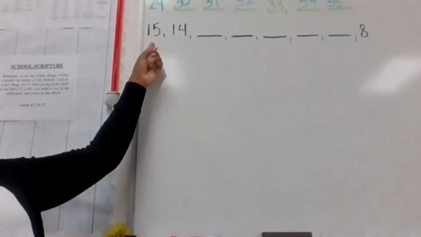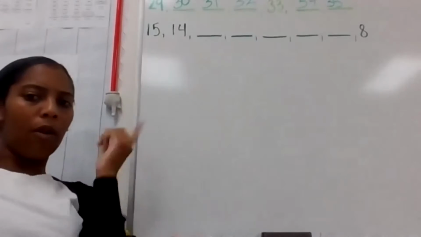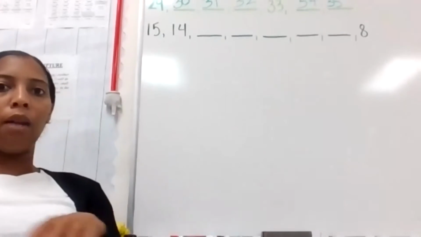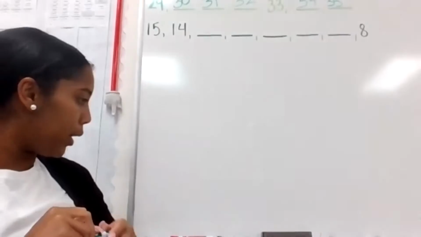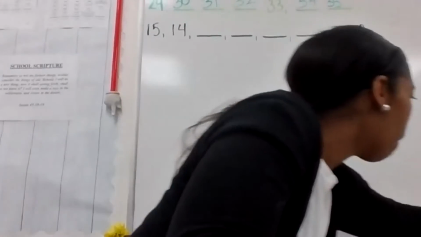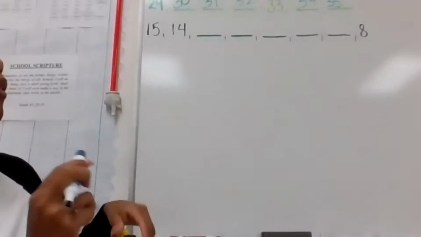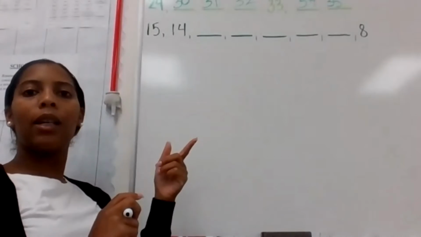Okay. Next, I have some more numbers here to count. Now, look at this. 15, 14. Which way am I counting? Forward or backwards? Backwards. When the numbers get smaller, you're going backwards. When they get bigger, you're going forward. So 15, 14. Let me see who knows how to count backwards. 15, 14. What's next?